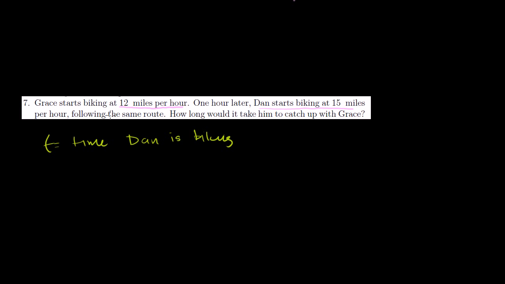Well, he starts an hour later. So whatever number this is, Grace is going to be biking for 1 more hour. So t plus 1 is equal to the time Grace is biking. Right? When this is 0, this is going to be 1. She would have already been biking for 1 hour. And we just have to remember that distance is equal to rate times time. So Dan's distance is going to be equal to 15 miles an hour times the time in hours.